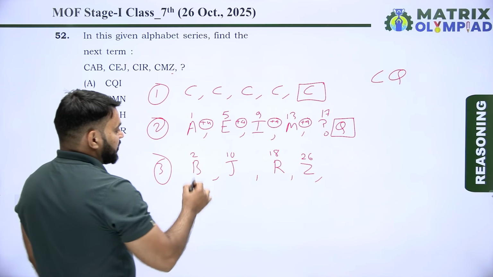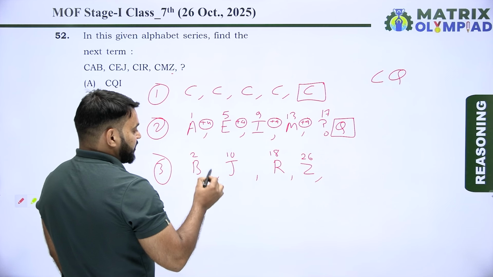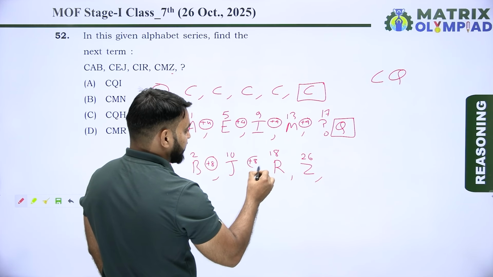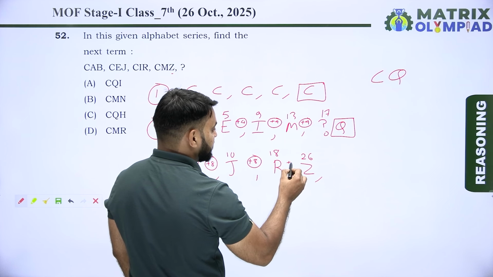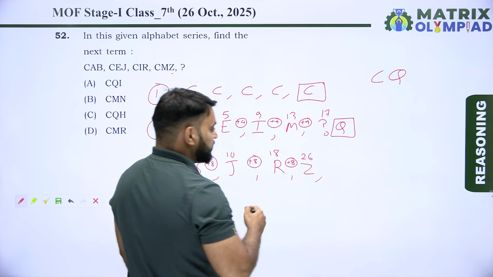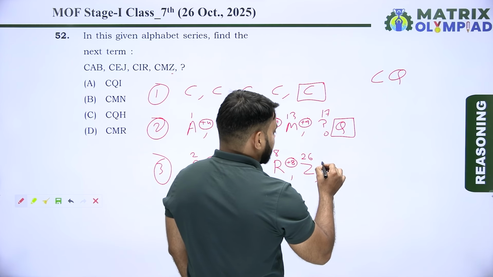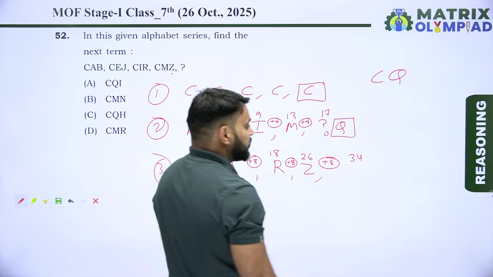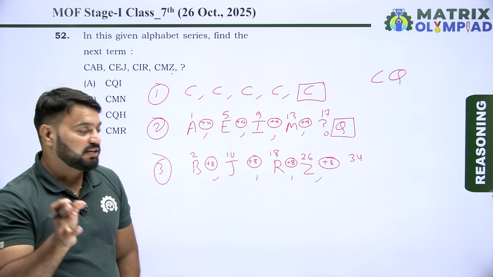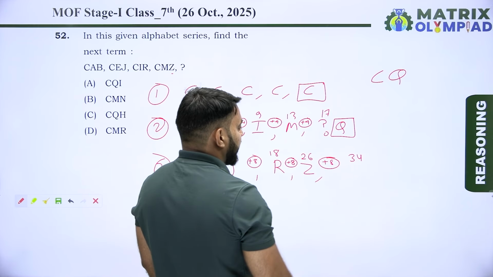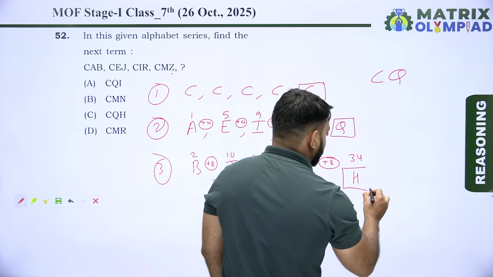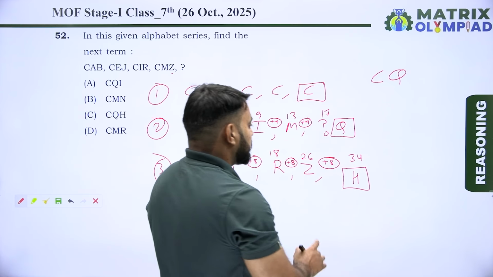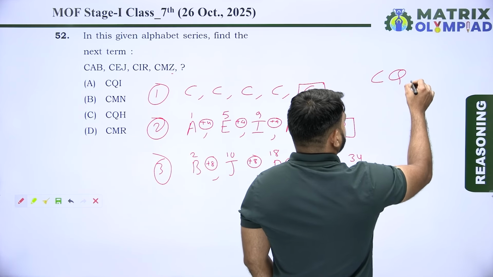Now check the pattern. 2 to 10 means plus 8, 10 to 18 again plus 8, 18 to 26 again plus 8. So now 26 plus 8 means 34. So the missing place value is 34. 34 means H, because the place value of H is 34 after crossing over Z. So the third alphabet of the missing term is H.